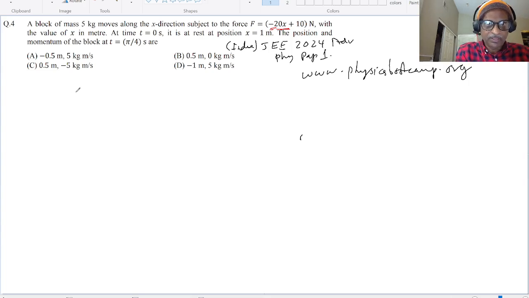So if I write down, the mass is 5 kilograms. Just forget all the units. Okay, so it's going to be 5 x double dot equals minus 20x plus 10.